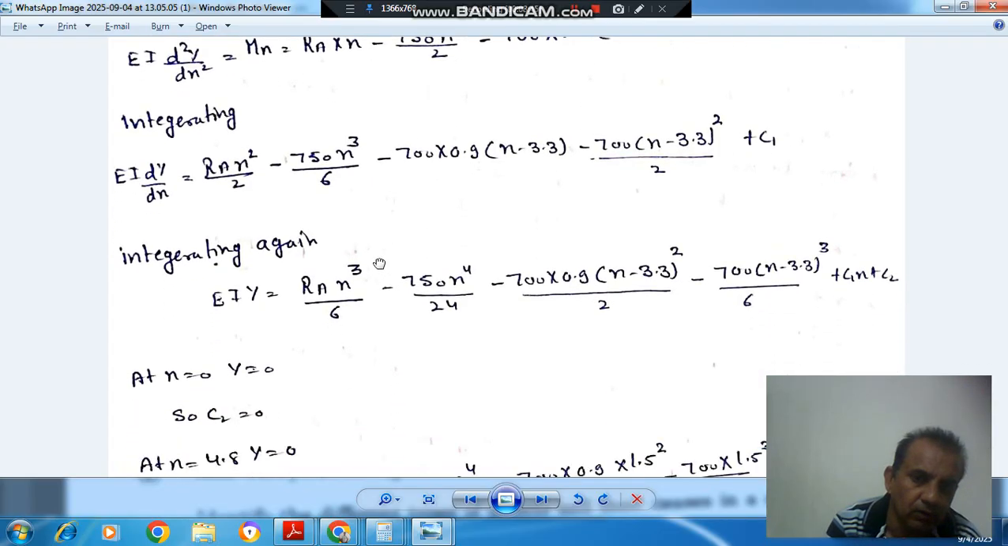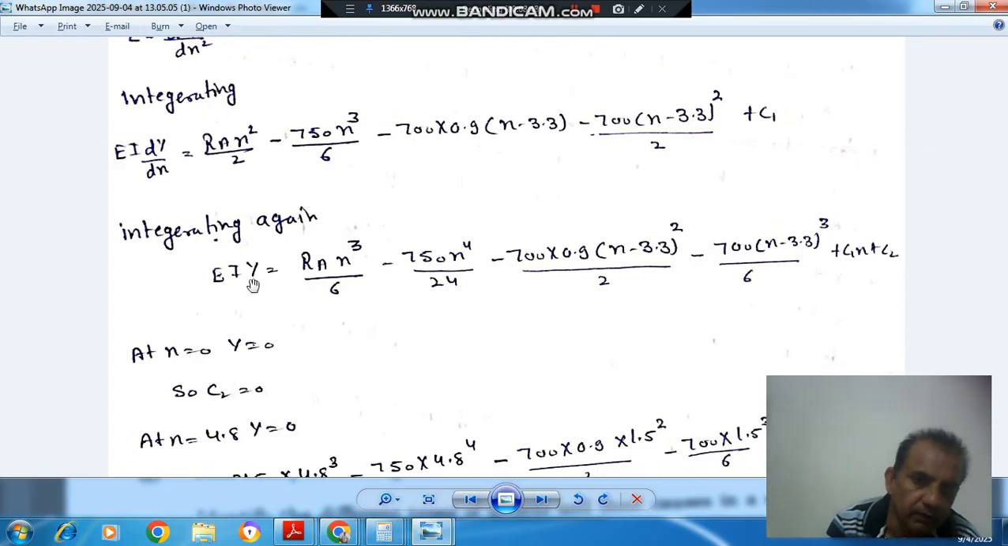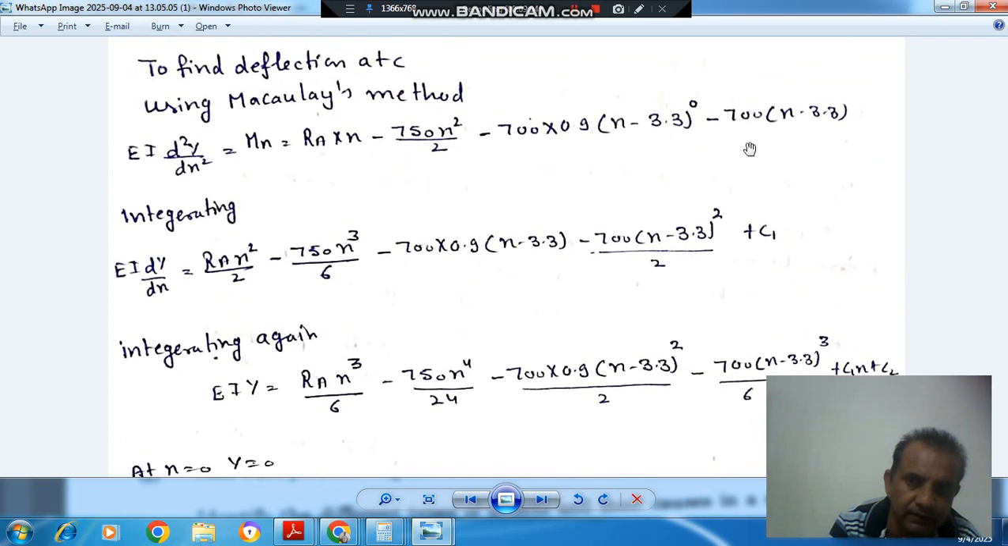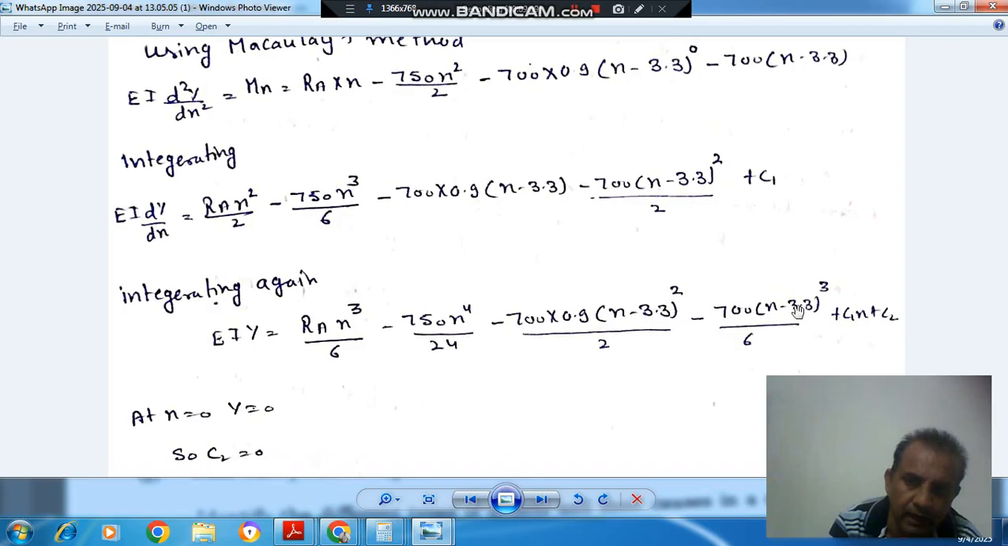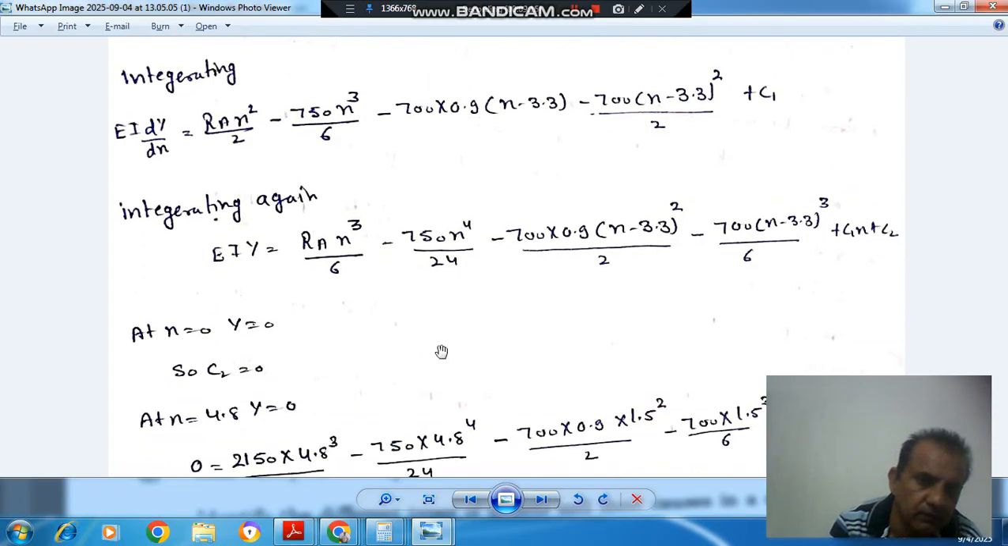Now again we integrate. EIy is equal to RA x cube by 6 minus 750 x to the fourth by 24, and here again (x minus 3.3) square by 2, not x square minus 3.3. We will take it like this. Here we have also taken (x minus 3.3) whole square by 2, and here (x minus 3.3) whole cube by 3. 2 is already there, so there will be 6. Plus C1 x plus C2. Now at x equal to 0, y is equal to 0.